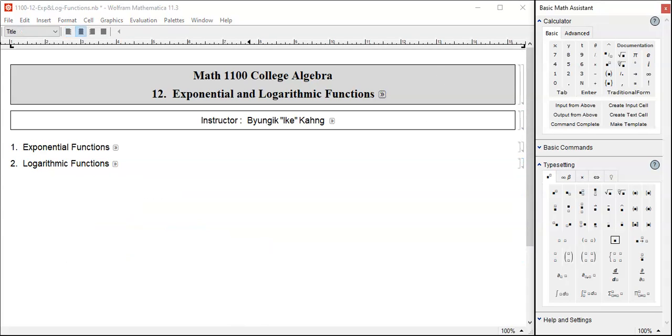Okay, that completes this lesson, and we're going to talk about exponential and logarithmic equations in Module 13.